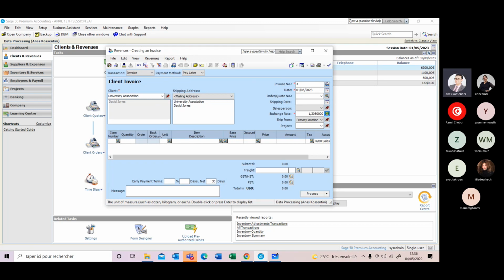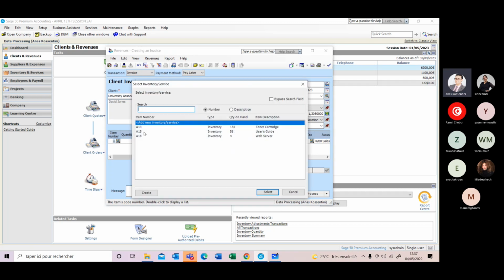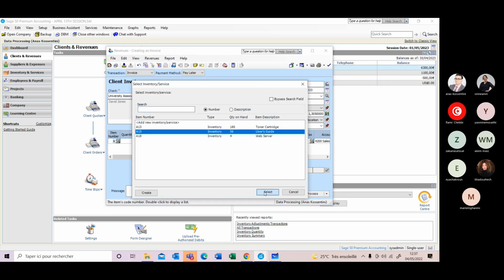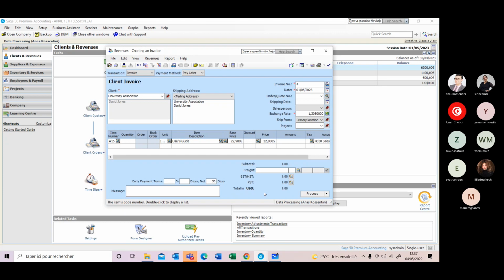For example, you say I'm selling to this customer an item of A15. And you select the quantity that you're selling. I don't know, let's say 4.